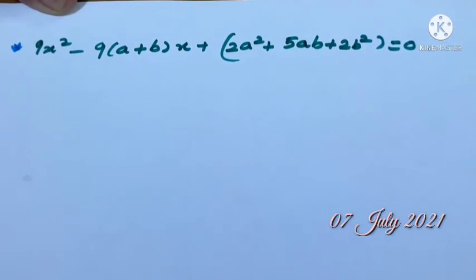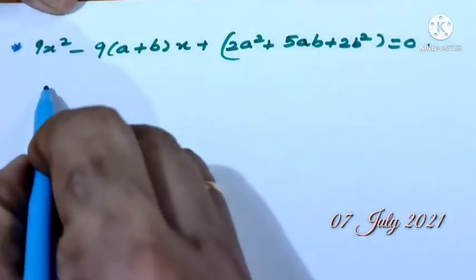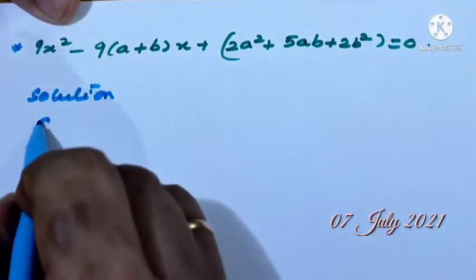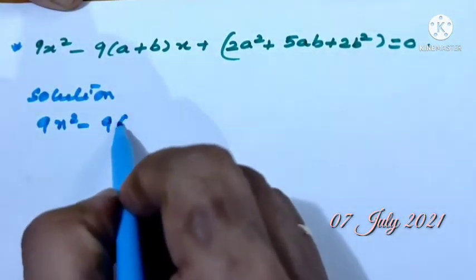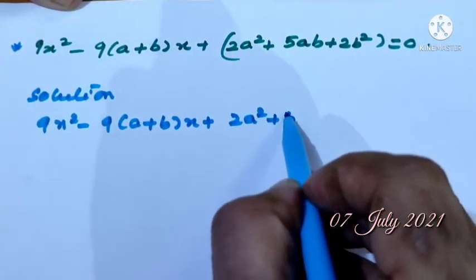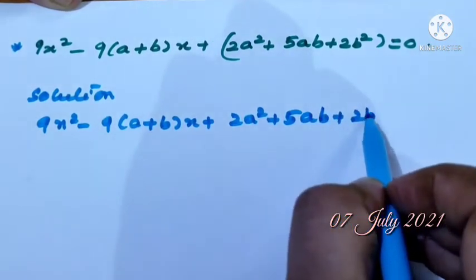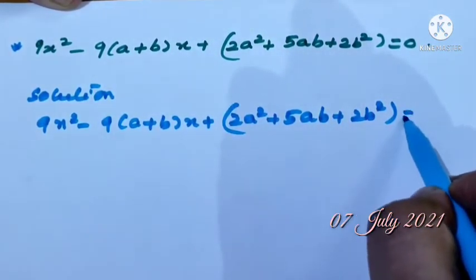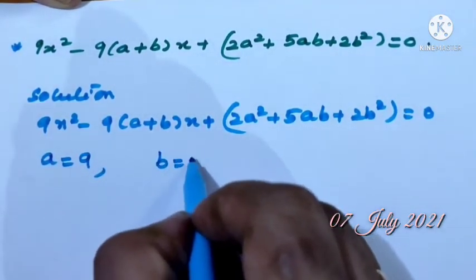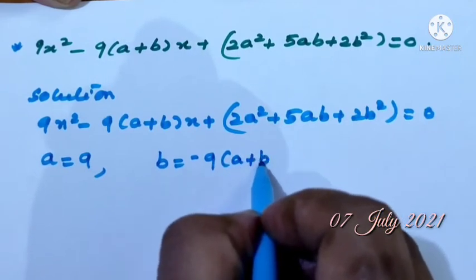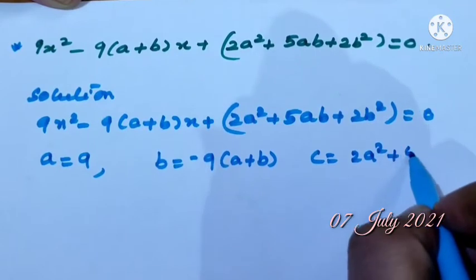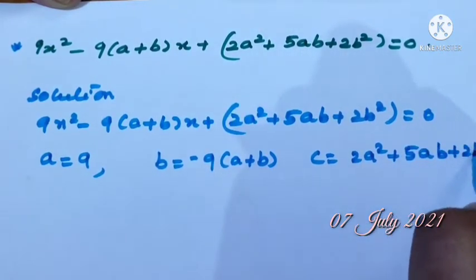Solve here by quadratic formula only. So we are taking down the question. I will write first. 9x square minus 9 into (a plus b) into x plus 2a square plus 5ab plus 2b square equal to 0. By comparing, a equal to 9 and b equal to minus 9 into (a plus b), and c equal to 2a square plus 5ab plus 2b square.